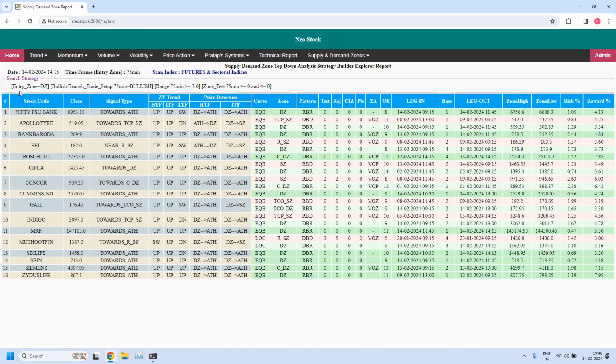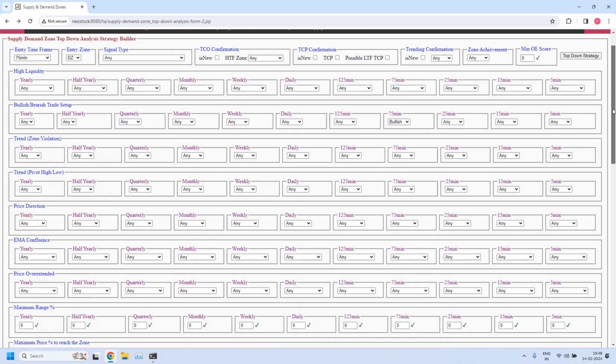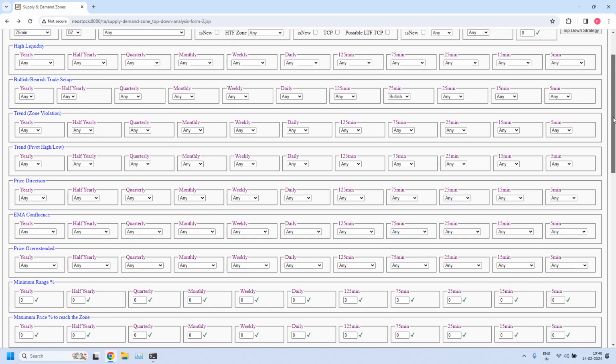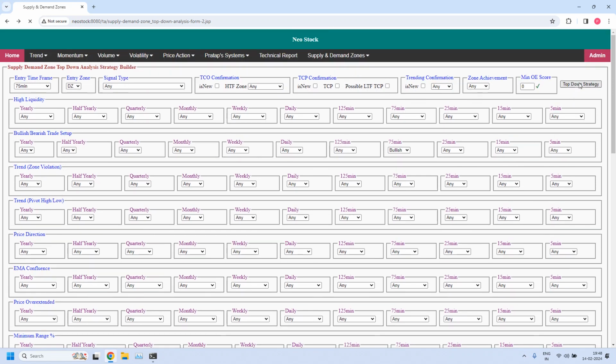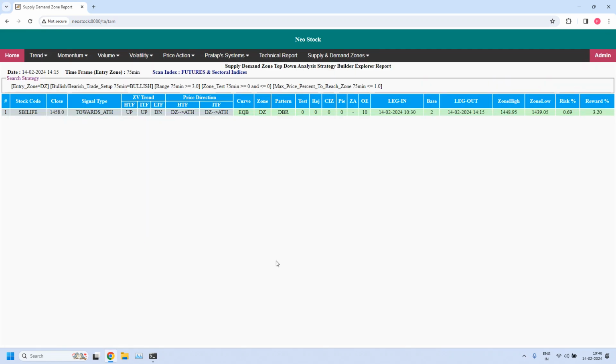Here I will set 3 filters, 1%, 2% and 3%, because our minimum reward is set at 3%. So maximum price percent to reach the zone, that means in 75 minutes within 1% level. Set the value 1. So within 1% level to the 75 minutes demand zone, we have one stock. But currently it is moving towards the all-time high. So tomorrow, if there is a 1% fall and you get an entry in this zone, you can plan a trade.